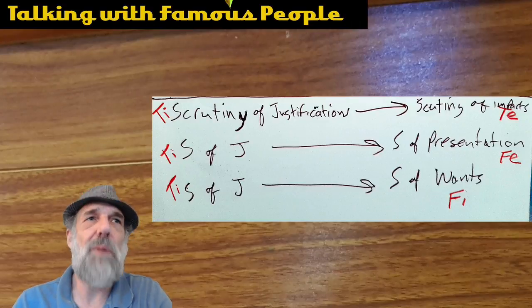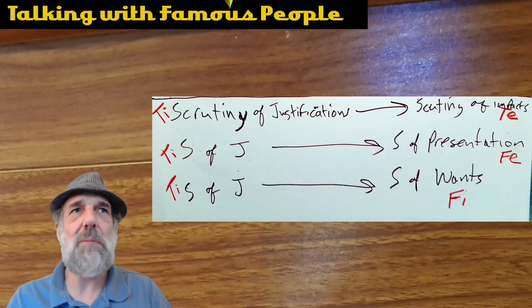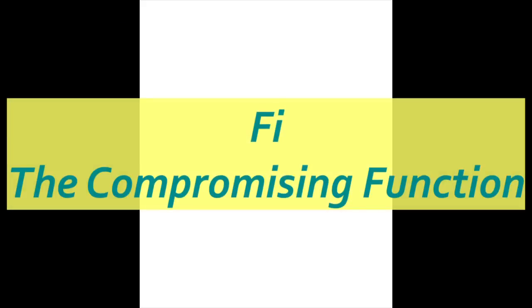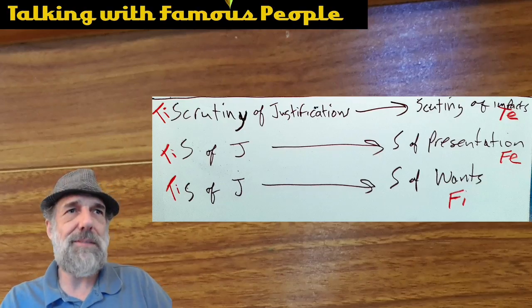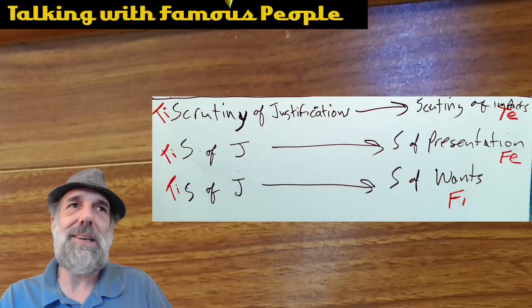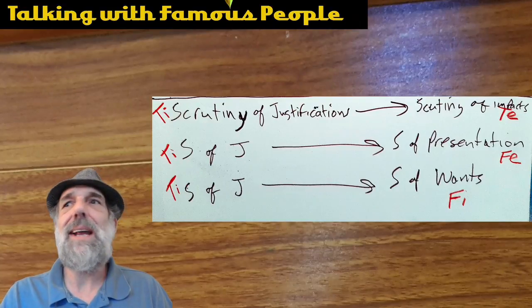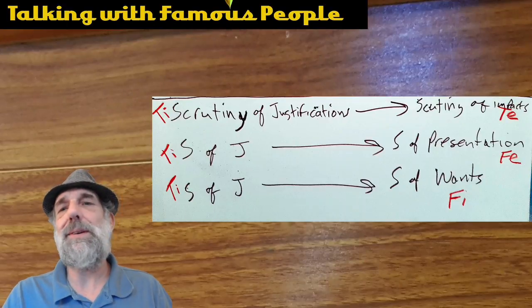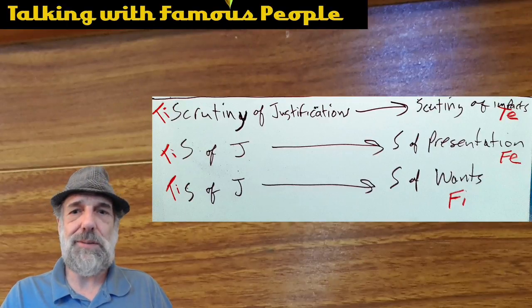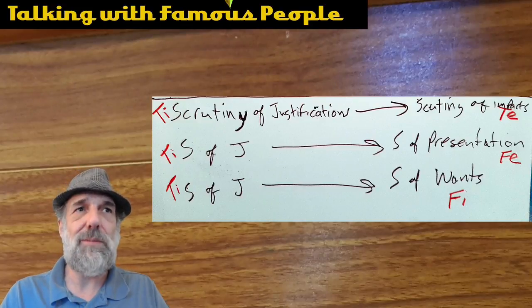FI, scrutiny of wants. How much do I want that? And how much am I willing to compromise? Finagle. FI is the compromising function, basically. It says, I know I can't have everything I want because I want lots of things. And that some wants are just a momentary impulse and some wants persist for time. And I need to be able to calculate which of those wants I ought to actually direct my attention towards attaining and which I don't want to direct my attention towards attaining. I have a very poor calculus of wants.